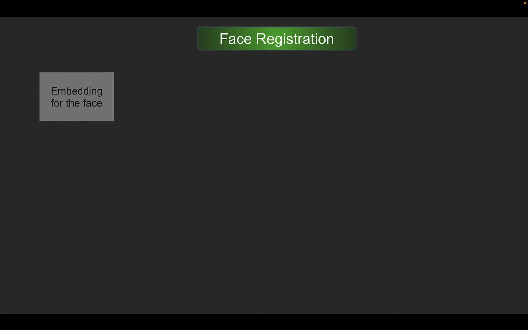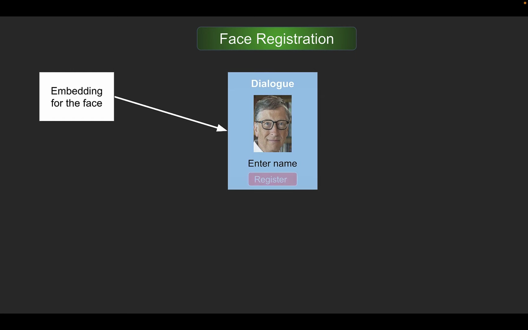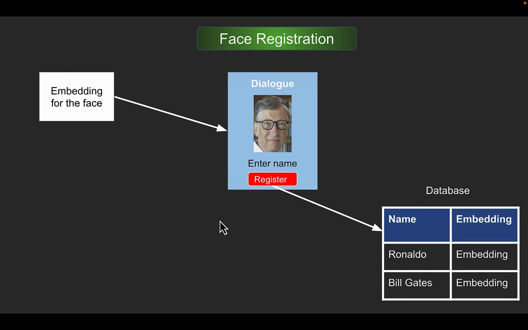So after getting the embedding, we are going to show a dialog to the user, and there we will ask the user to assign a name to this face. So let's say the user assigns the name Bill Gates, and clicks on the register button. And upon clicking this button, we are going to store the name which the user entered here and the embedding for this face inside our database.